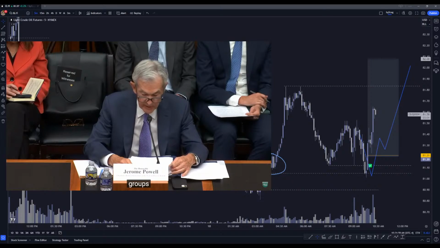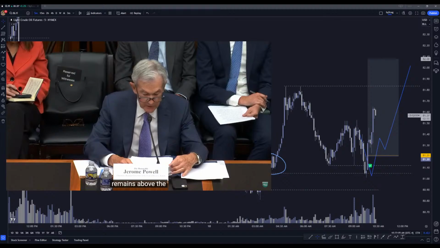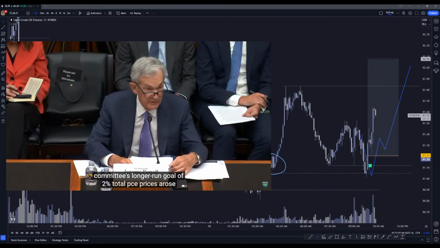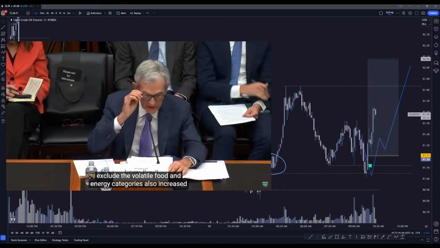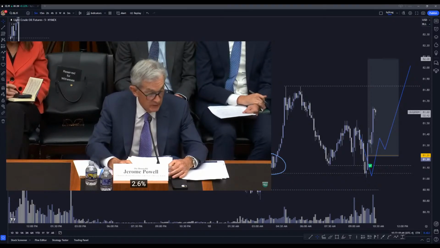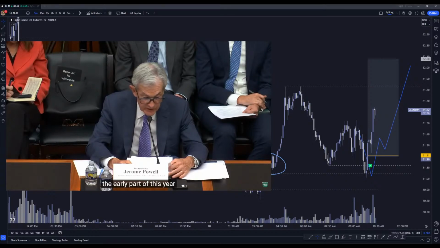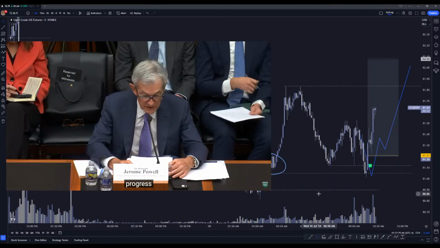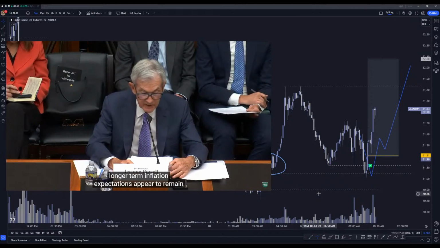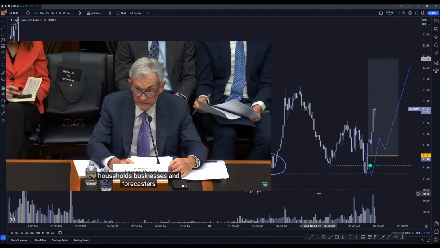Inflation has eased notably over the past couple of years, but remains above the committee's longer-run goal of 2%. Total PCE prices rose 2.6% over the 12 months ending in May. Core PCE prices, which exclude the volatile food and energy categories, also increased 2.6%. After a lack of progress toward our 2% inflation objective in the early part of this year, the most recent monthly readings have shown modest further progress. Longer-term inflation expectations appear to remain well anchored, as reflected in a broad range of surveys of households, businesses, and forecasters, as well as measures from financial markets.